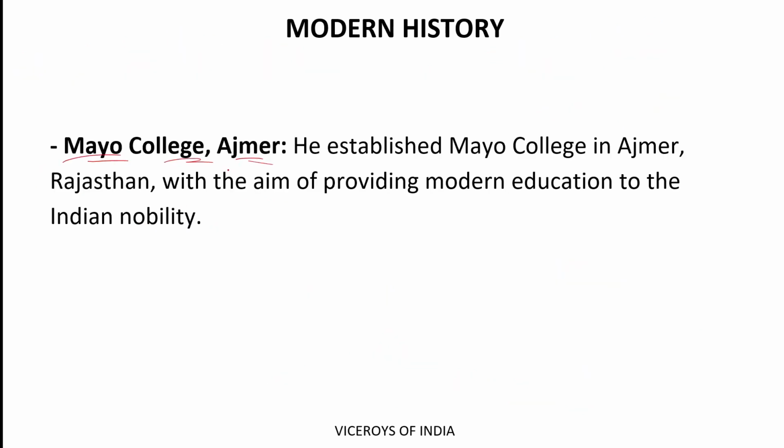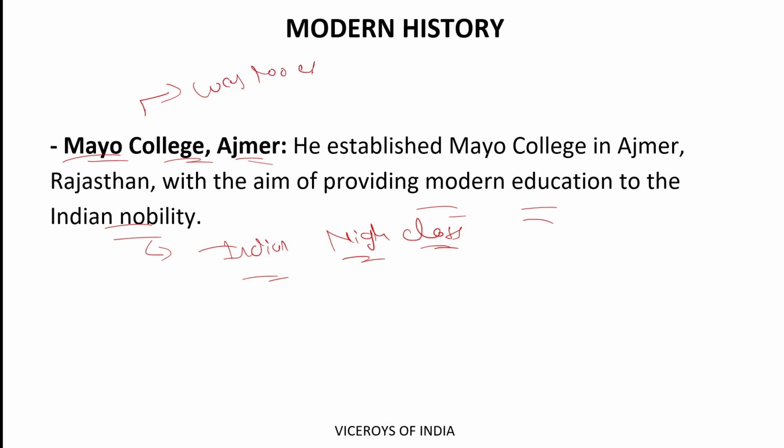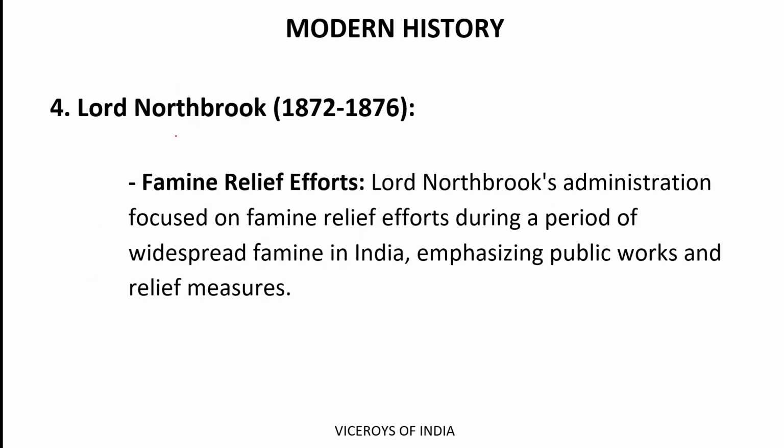Thereafter, he established the Mayo College at Ajmer for providing modern education to the Indian nobility. Indian nobility means Indian high class, because Mayo College was too expensive. So basically we could say he introduced Mayo College in Ajmer for better education only for the Indian high class, Indian elites or nobility, because the education was too expensive in this college. Now let's move forward.